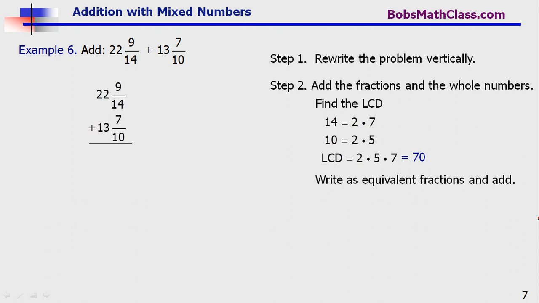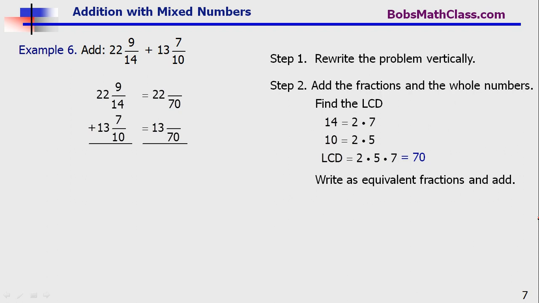So now we're going to write them as equivalent fractions, and then we're going to add. So let's see, 14 times what number is 70? Well, look over to the right. 14 is 2 times 7. Then look at the LCD. The LCD is 2 times 5 times 7. What's missing from the 14 that the LCD has? Just the 5. So 14 times 5.